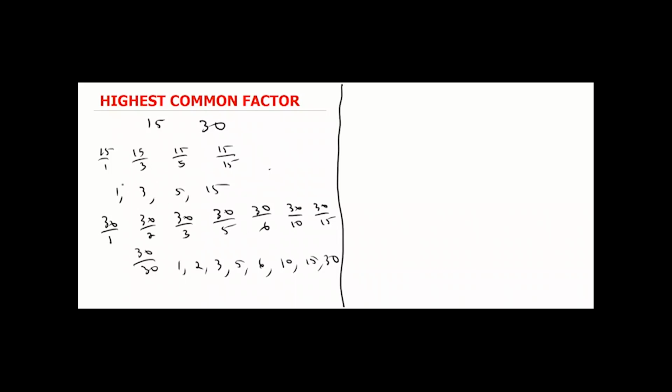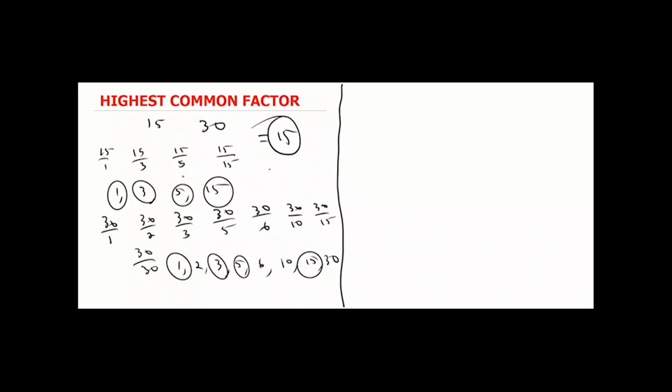If you now look at it, the common factors are 1 here, 1 here, we have 3 here, 3 here, 5 here, 5 here, 15 here, and 15 here. So the highest common factor is what? It is 15. So the answer is 15. So that is one method.